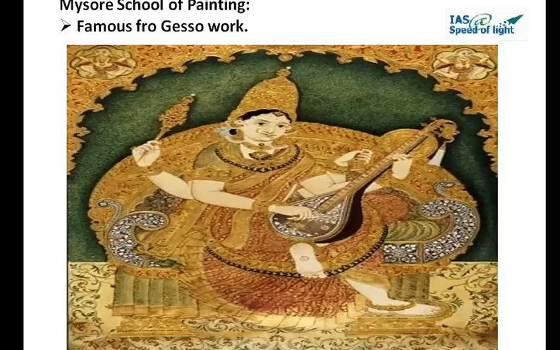After finishing the Rajput style of painting, we come to the Mysore school of painting. What you need to remember about the Mysore school of painting is that it is famous for gesso work. Gesso work is this extreme golden work, the shiny part of the images. So the Mysore school of painting is famous for gesso work.